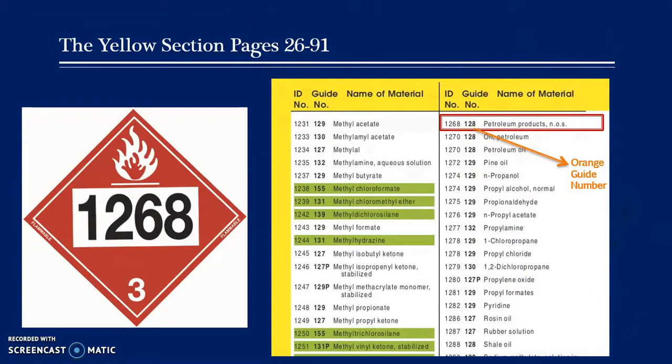If you find the 4-digit ID number first from a placard or a shipping document, you will go directly to the yellow pages and look up the ID number on a numerical list. The orange guide will be on the column beside it. Turn to page 76 in your ERG to take a closer look at the yellow section.